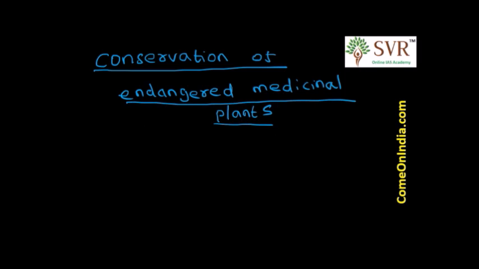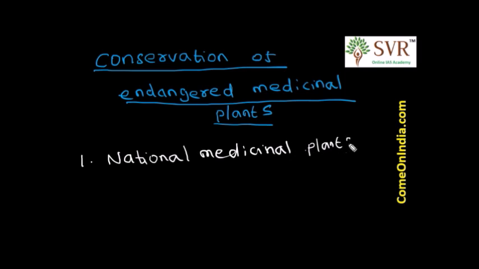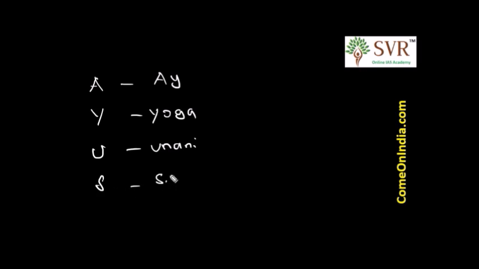The first point is that the Government of India has set up the National Medicinal Plants Board under the Department of Ayush. Now the Department of Ayush has been taken out of the Ministry of Health and Family Welfare and made a separate ministry. Now it's not a department, it is the Ministry of Ayush. Ayush stands for A for Ayurveda, Y for Yoga, U for Unani, S for Siddha and H for Homeopathy.